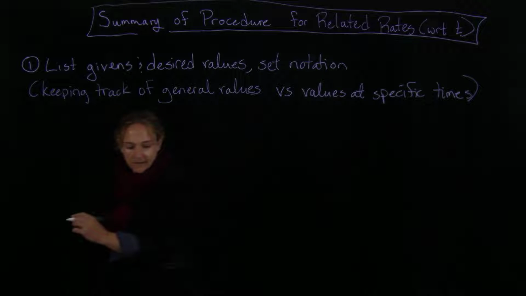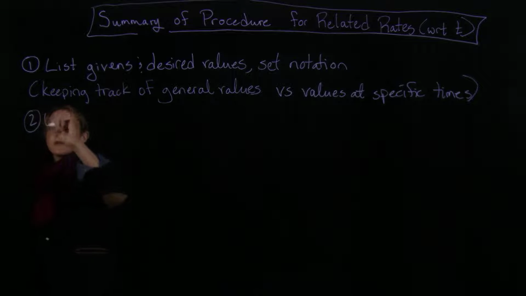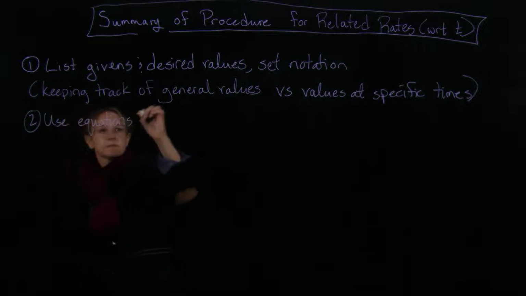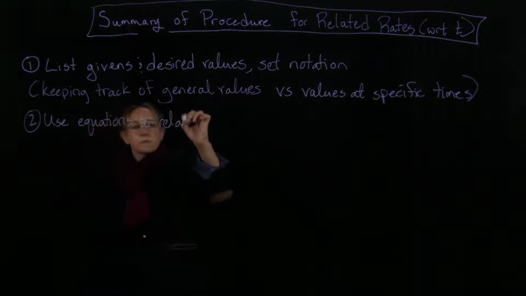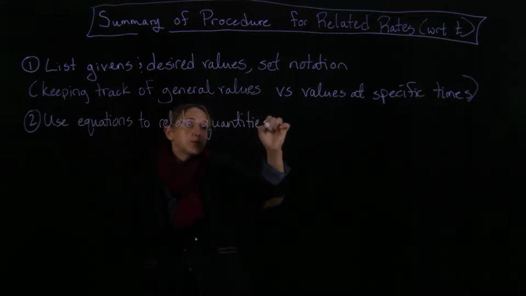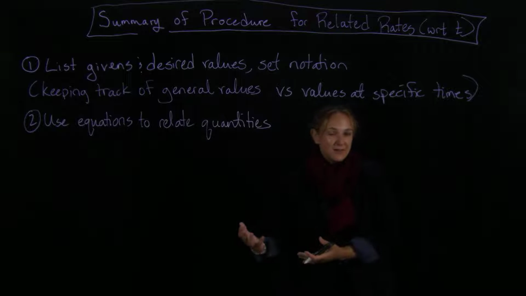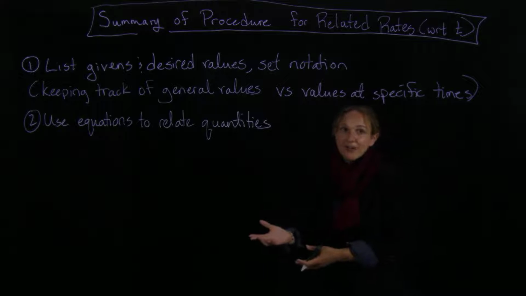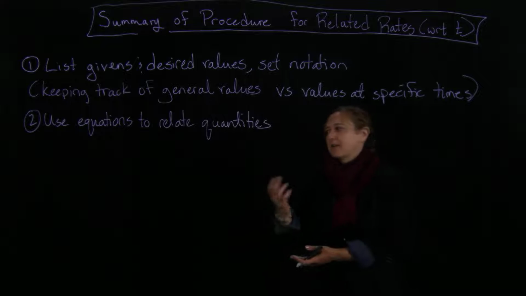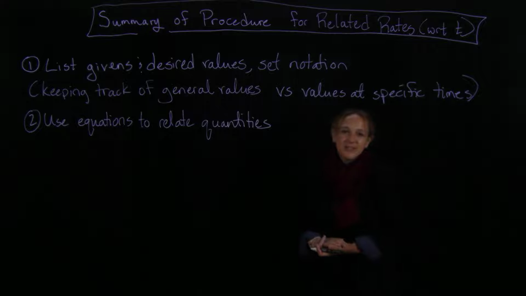Then we're going to use equations to relate the quantities. In our circumstance, the relationship was given between Q and P. But it's possible that's not given, and you might have to use something like the quadratic formula, or the Pythagorean theorem, or relationships within a circle, or things like these. These are very common relationships to use.